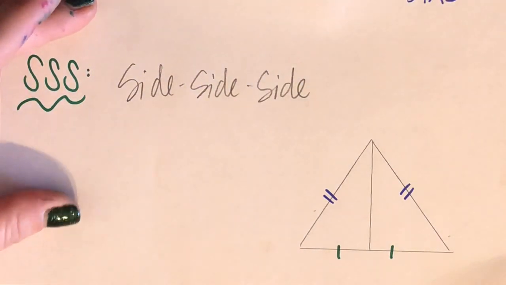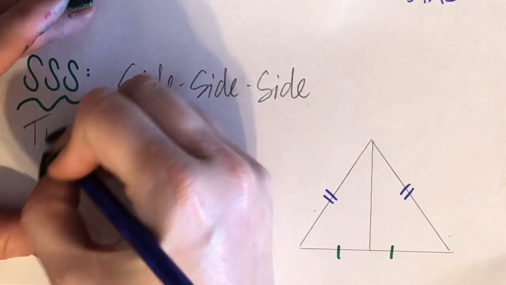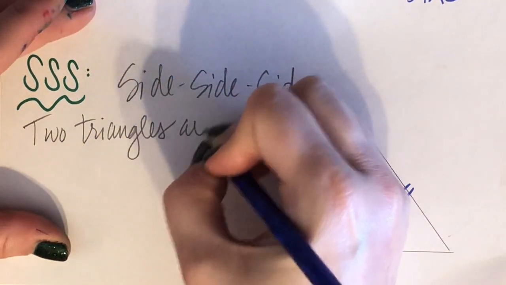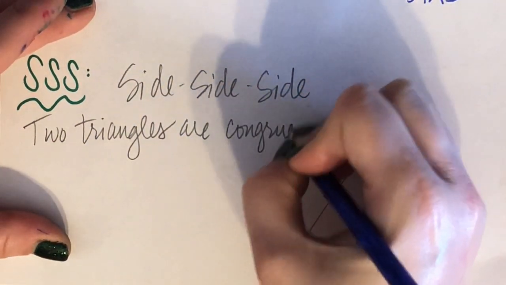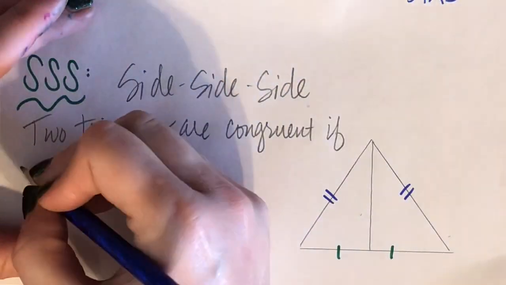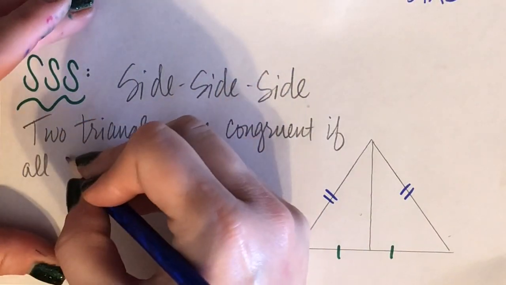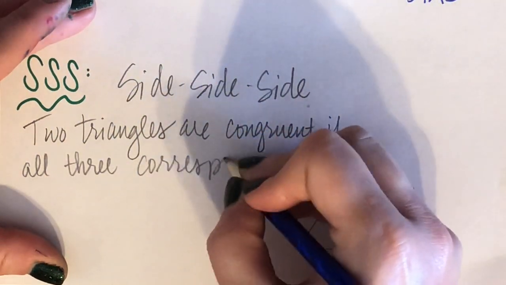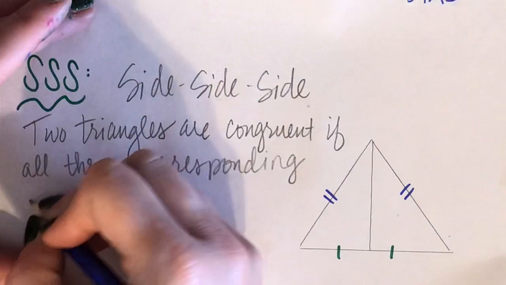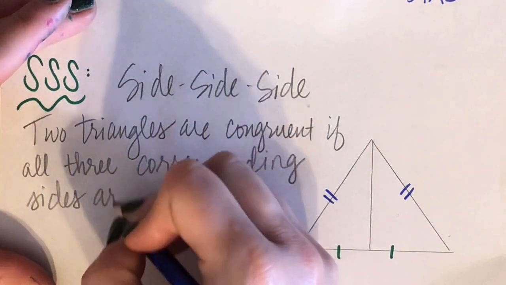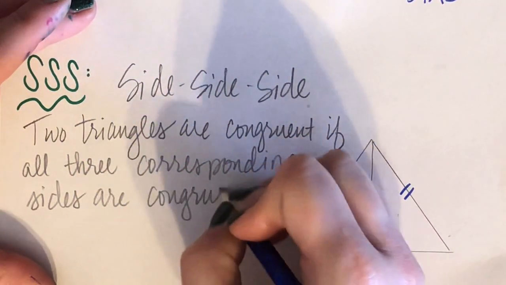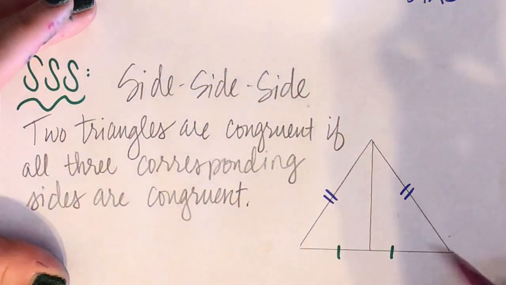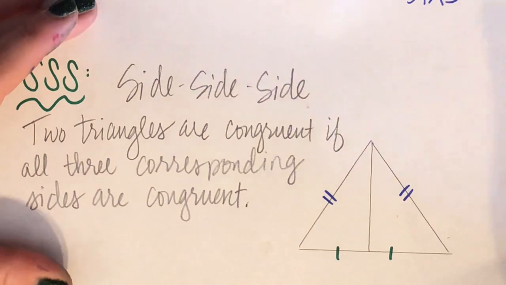All right, so the definition is: two triangles are congruent if all three corresponding sides are congruent. So this one is super easy to see. If you've got three sides that are labeled congruent, you've got side, side, side.